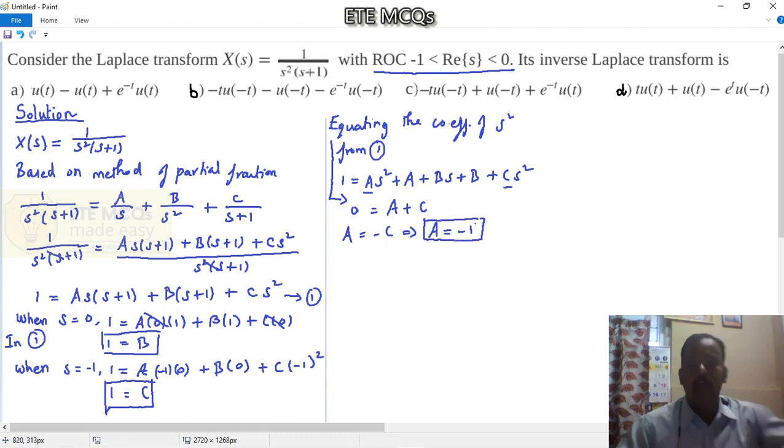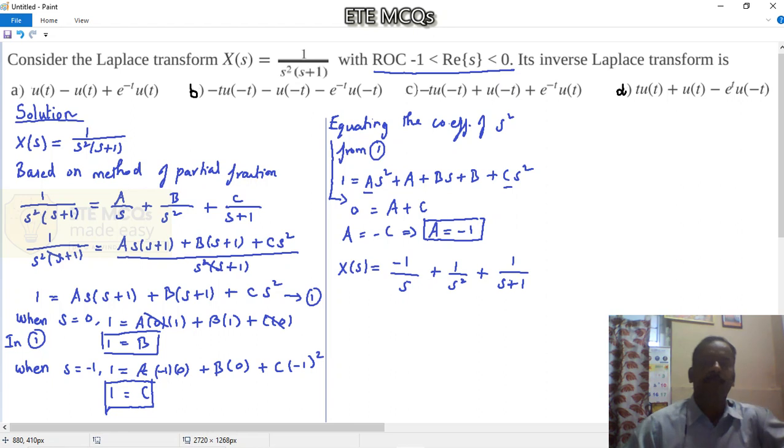Now that we have found the values of A, B and C, X(s) is rewritten based on partial fractions. Let us substitute the values of A, B and C so that we get X(s) equal to minus 1 divided by s, plus B is 1, so 1 divided by s squared, plus C is again 1, so 1 divided by (s plus 1).